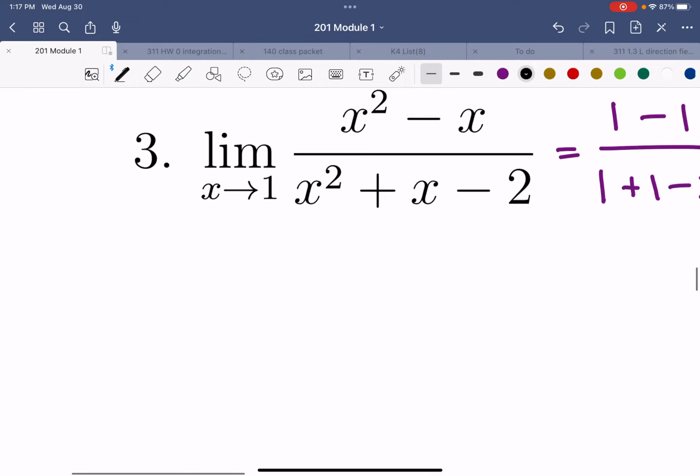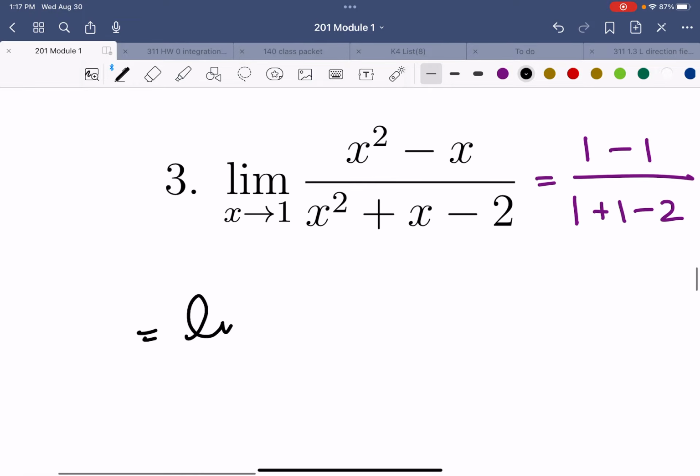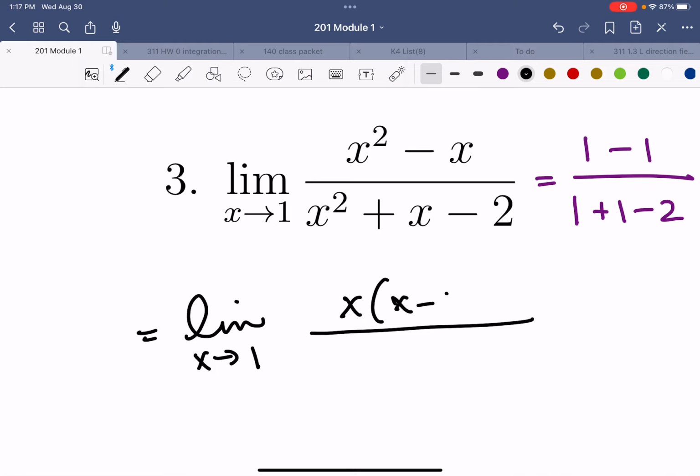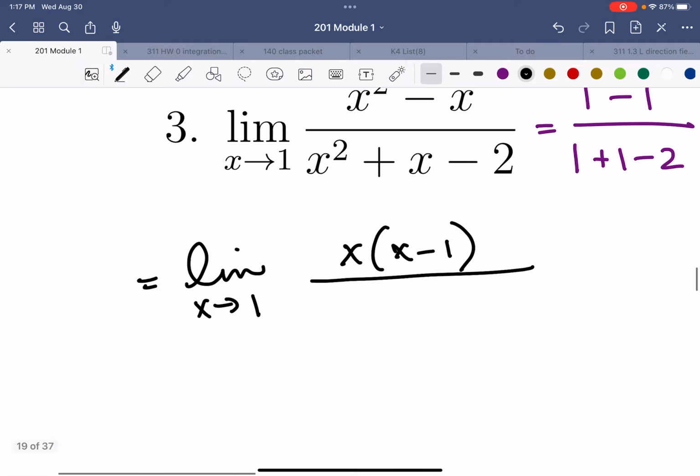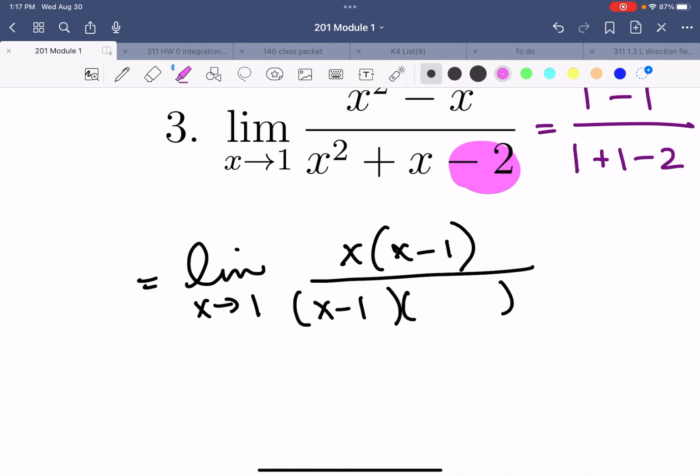Okay. So if we try to factor this, this becomes the limit. Keep your good notation. And then the numerator, they both have an x. So I'm going to pull that out. So this is x times x minus 1. And then in the bottom, again, this should have an x minus 1 in it so that I can cancel it, so that I can use that to help me. But I'm looking for two numbers that multiply to -2 and add to +1. So we're multiplying to the -2, adding to the +1. And so that's going to be +2 and -1. So x minus 1 and x plus 2.